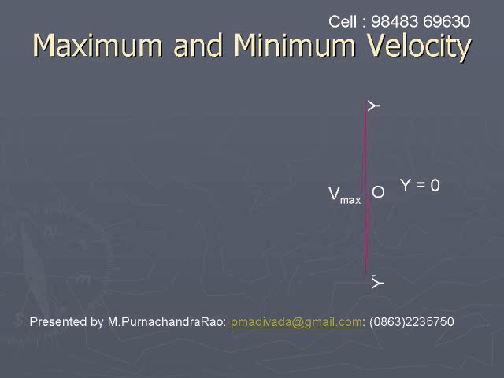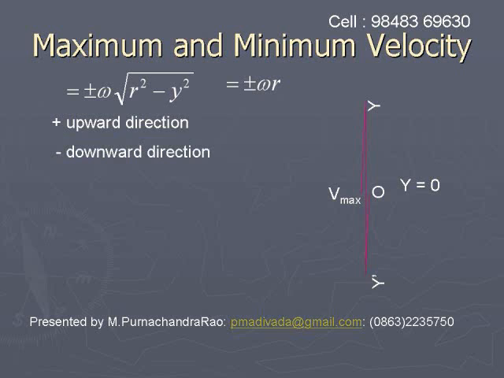The velocity of N changes as it moves along y prime. Let us take the relation for velocity: plus or minus omega into square root of r square minus y square. Y is 0 when N is at equilibrium position, that is at O. Hence, the velocity becomes omega into square root of r square, or plus or minus r omega. Plus r omega represents the upward direction, minus r omega represents the downward direction.